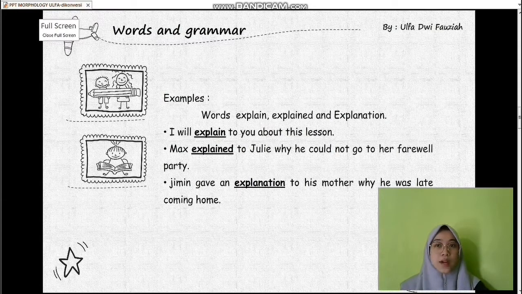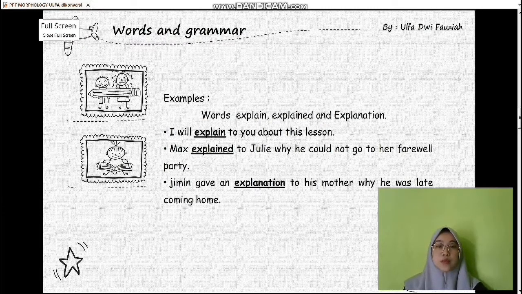First, word and grammar. Lexemes, word and grammatical words are the smallest element that can be pronounced in isolation in both pragmatic and semantic content. Morpheme is the smallest linguistic unit and has a meaning or function in grammar. Examples were explain, explained, and explanation.